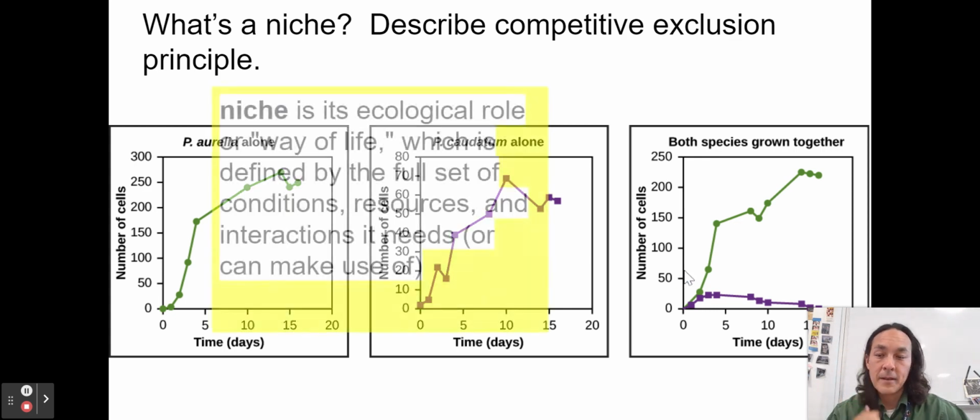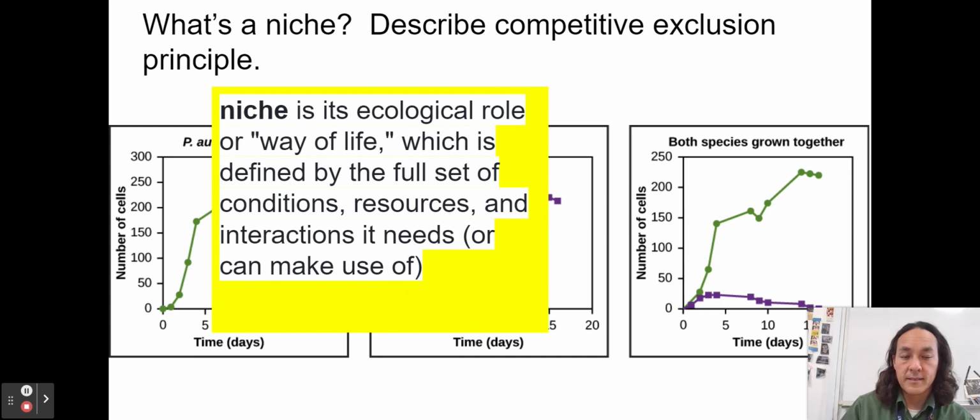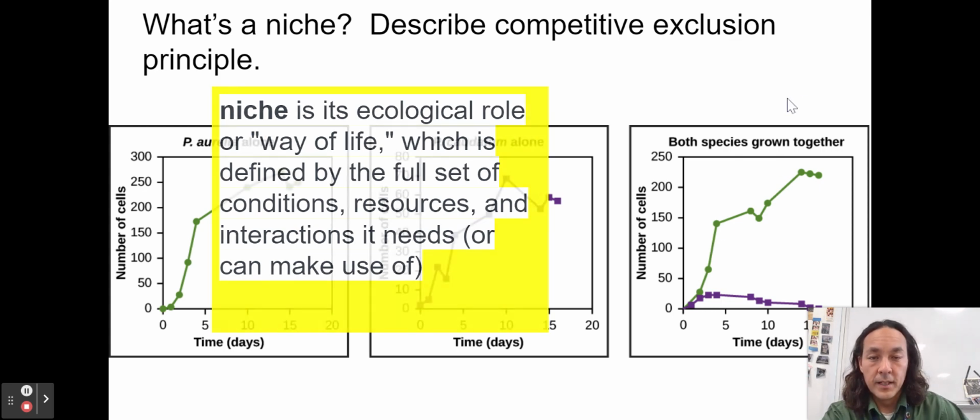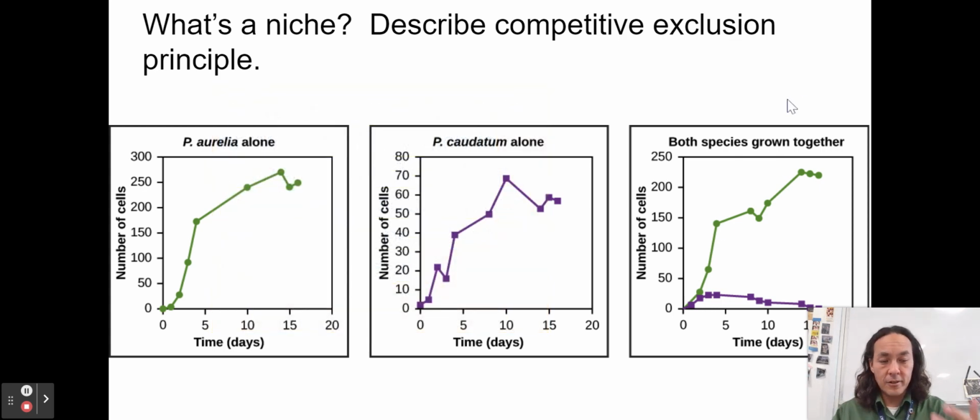That's what the competitive exclusion principle says: if you are in the exact same niche, then you're going to compete until one goes extinct. This is important because as humans, we are reducing the size of niches and the number of available niches.